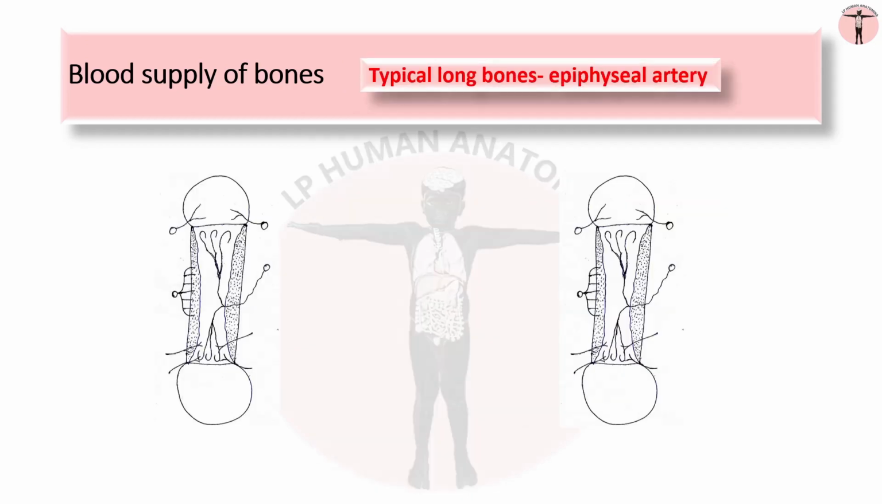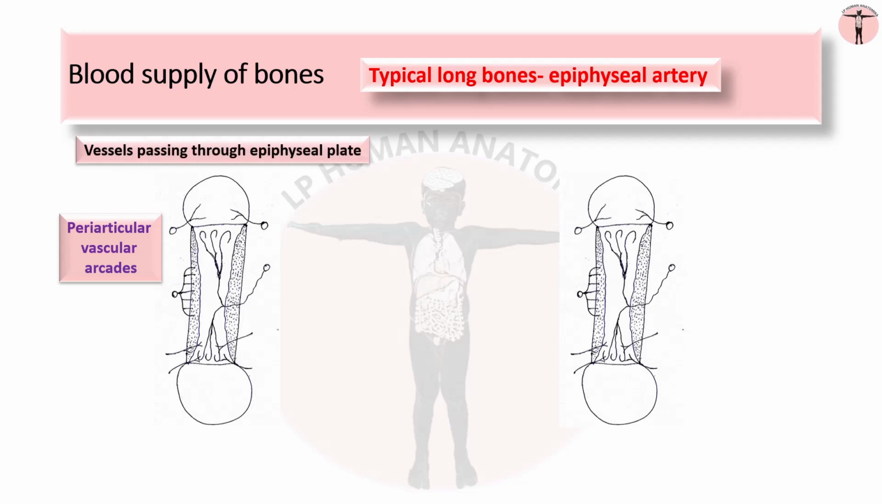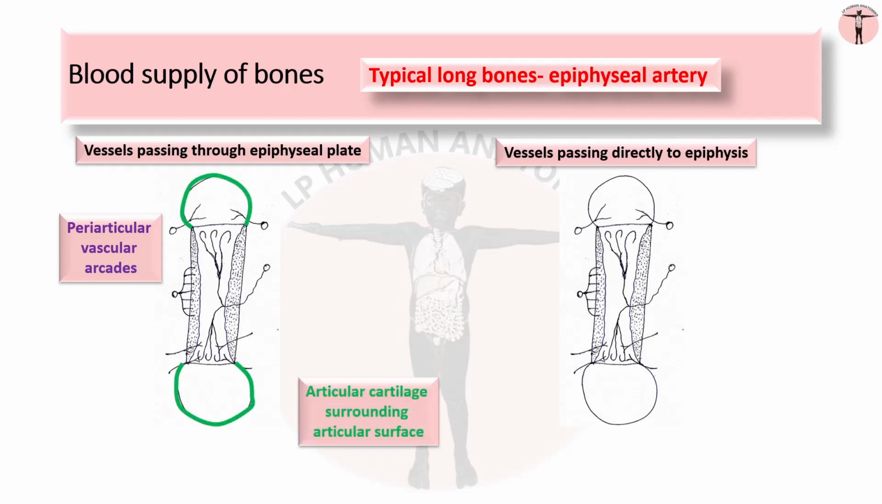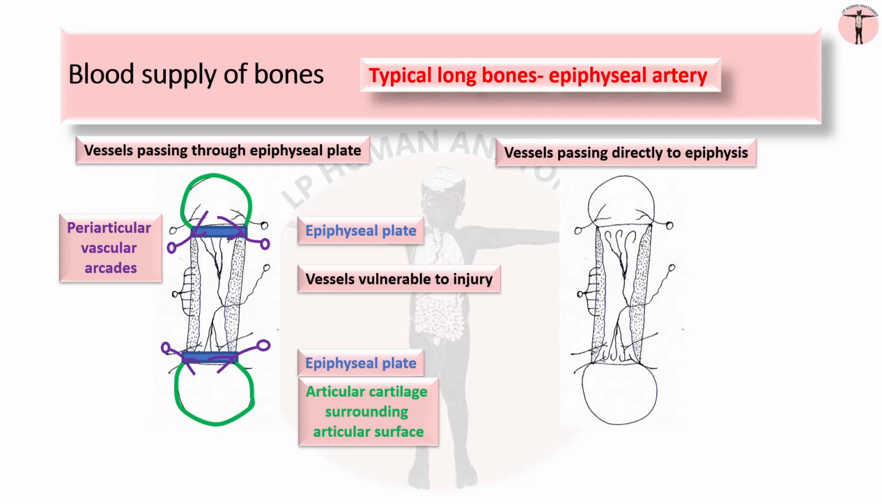Epiphyseal arteries. They arise from the periarticular vascular arcades present on non-articular surfaces of long bones. The epiphysis may be of 2 types according to the mode of blood supply: vessels passing through the epiphyseal plate and vessels passing directly to the epiphysis. In the first type, articular cartilage surrounding the articular surfaces and the epiphyseal plate or epiphyseal cartilage present between the diaphysis and epiphysis are continuous with each other, such as in the head of the femur. In such circumstances, the artery pierces the epiphyseal cartilage and supplies the epiphysis. The artery is vulnerable to injury in epiphyseal separation, producing avascular necrosis of the epiphysis.